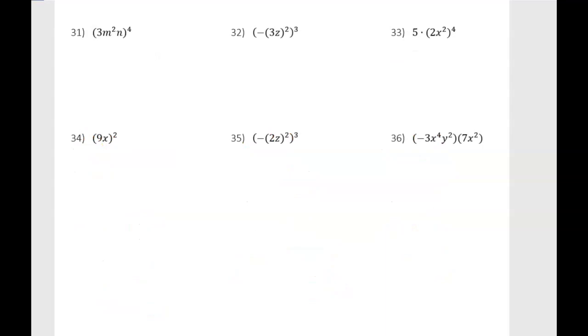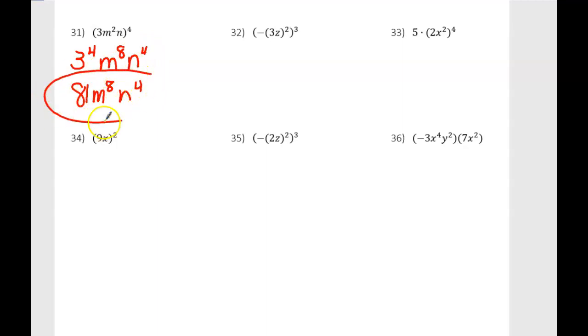All right, here my factor is 3, so it's 3 to the 4th. My m is going to be to the 8th, because power to a power we multiply, and n is to the 4th. Okay, my 3 to the 4th is 81. It's going to be m to the 8th, n to the 4th.